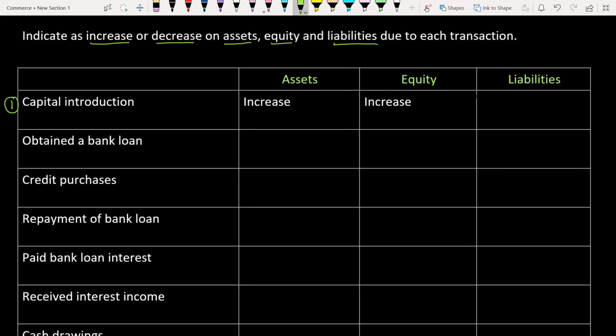Here I have included the short form of the transaction, capital introduction. Capital introduction means the owner invests his private cash or a private property to the business as capital.